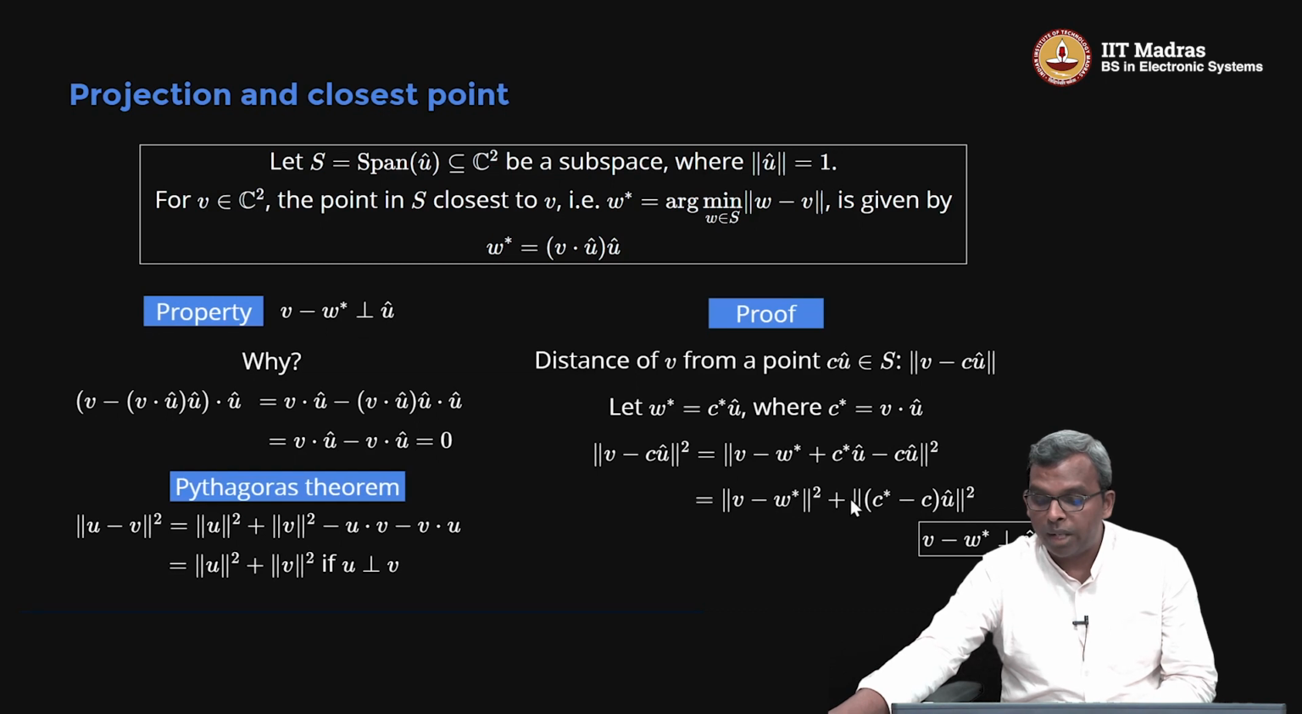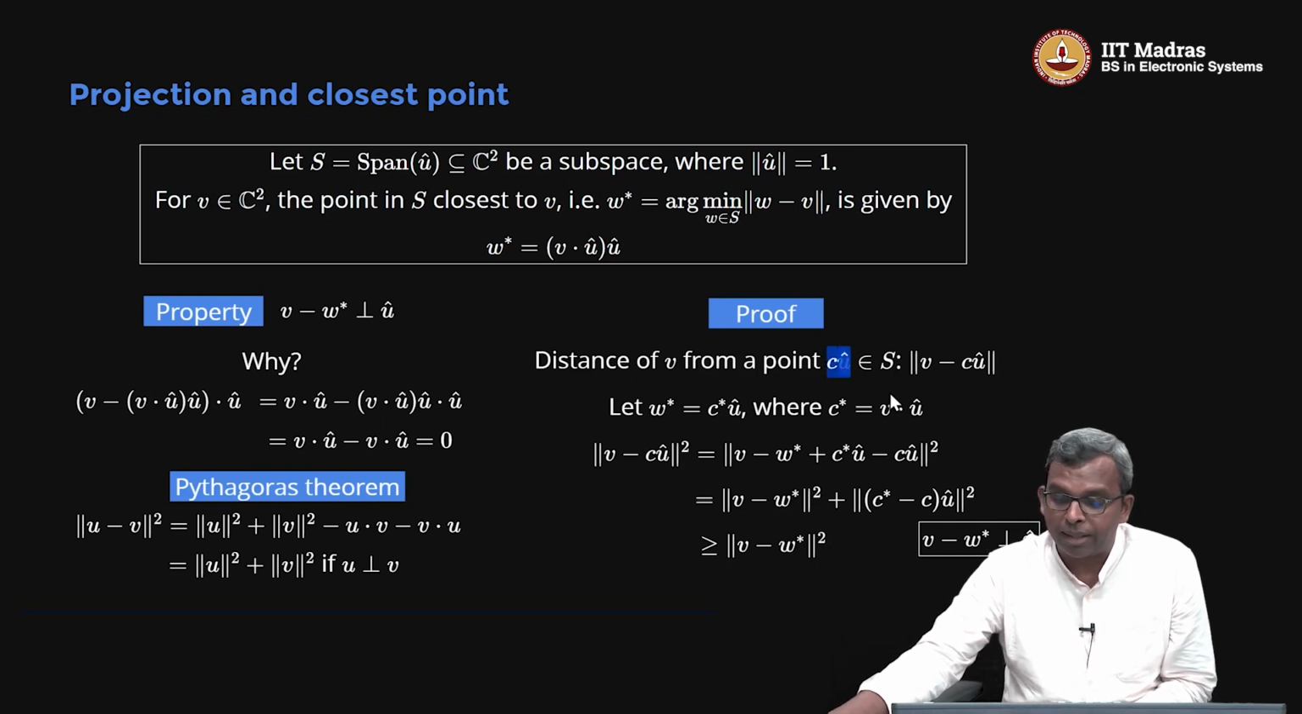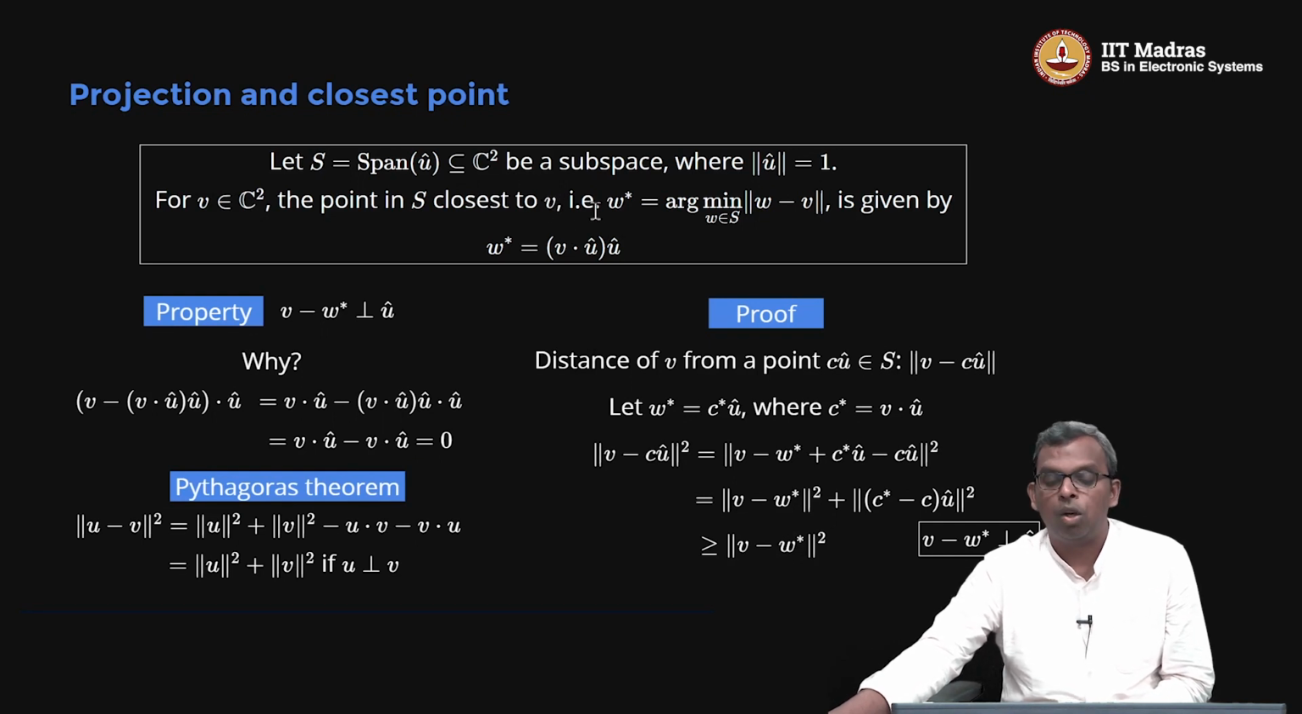Now remember, norm square is positive. So this norm square is positive, and because of that, this becomes greater than or equal to norm V minus W star squared. So if you take any point C U cap on S, its distance from V is greater than or equal to the distance of V from W star. So clearly W star is the one which is closest to V, or gives you the least distance when you see from V.